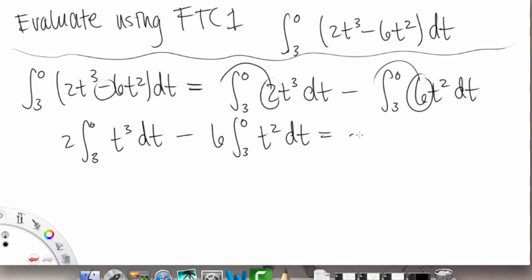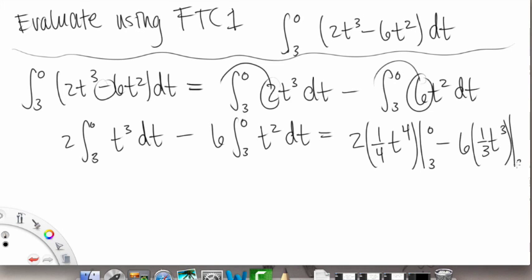According to the power rule, this gives us 2 times t to the 4th with a 1 over 4 in front, evaluated from 3 to 0, minus 6 times t to the 3rd, because we added 1 to the power, also evaluated from 3 to 0. Now we can simplify. That's a 1/2 and a 2 in front, so we have 1/2 t to the 4th evaluated from 3 to 0, minus 2 times t to the 3rd evaluated from 3 to 0.